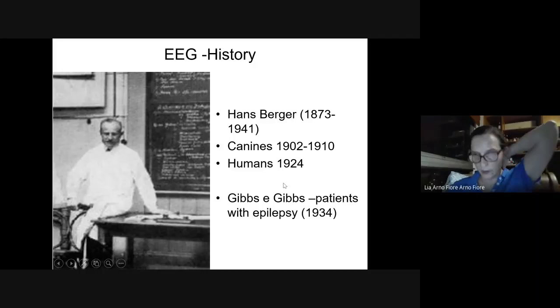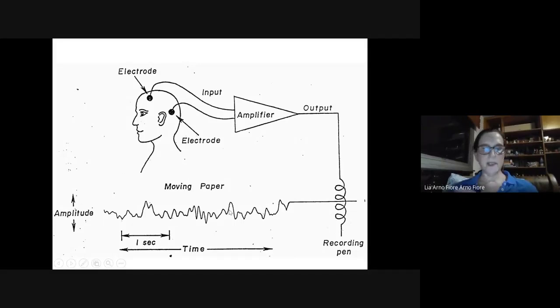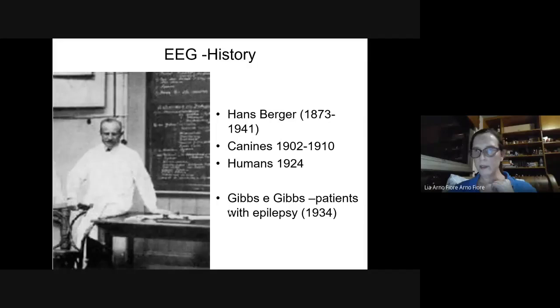And then this couple, Gibbs and Gibbs, started studying patients with epilepsy from the 30s to the 50s. So virtually everything we know nowadays of electroencephalogram, frequency, what's epileptiform, what isn't, what's sleep, what's wake, everything, this couple described it.